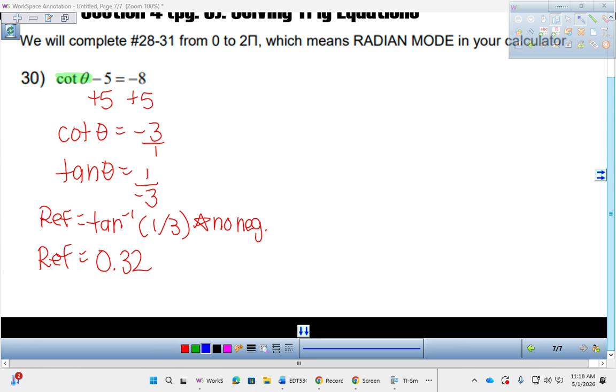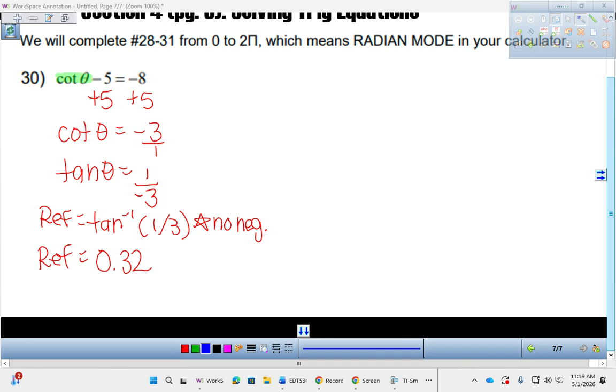Remember, we're talking about side lengths of triangles in there. Side lengths of triangles are always positive. So when you take the inverse in your calculator, just make sure you're not using negatives. Also make sure if you hit the mode button on your calculator, you are in radian mode now. The directions for this section say 0 to 2 pi. So if you're not getting that reference angle, there's a good chance you're still in degree mode. So hit mode, change it to radian.